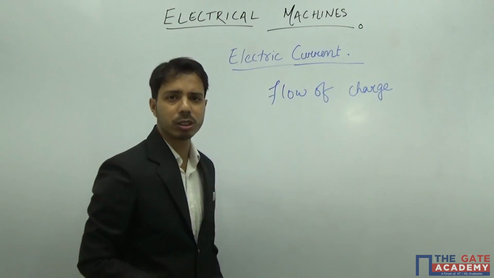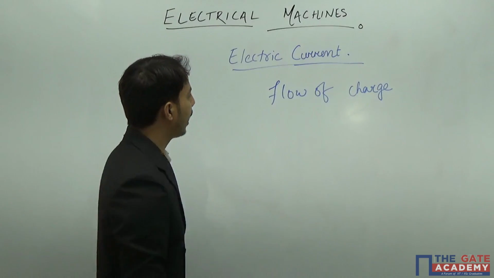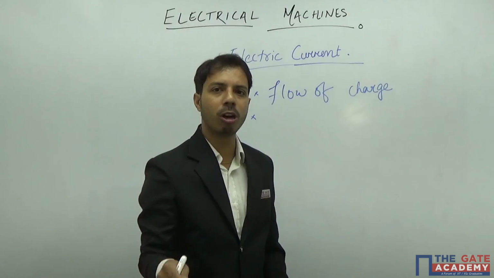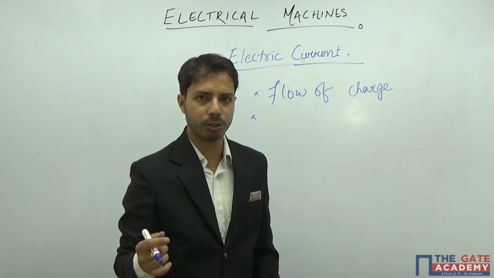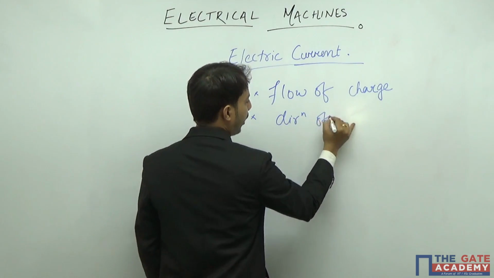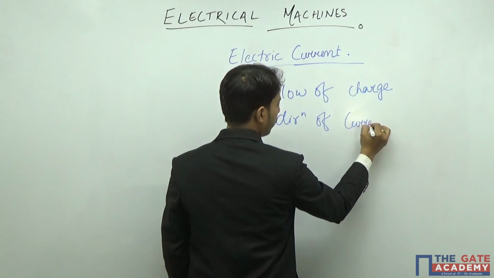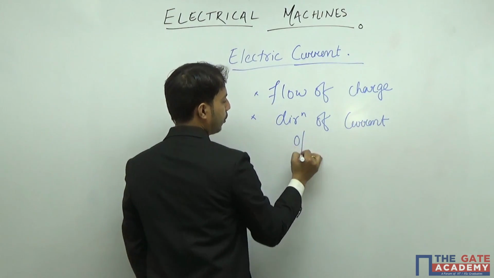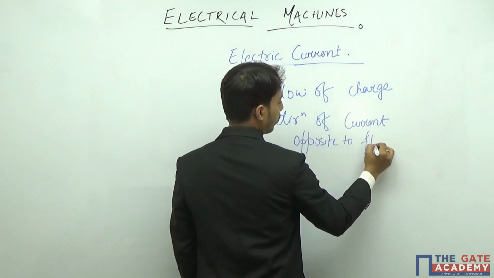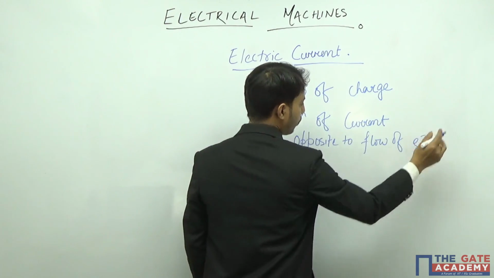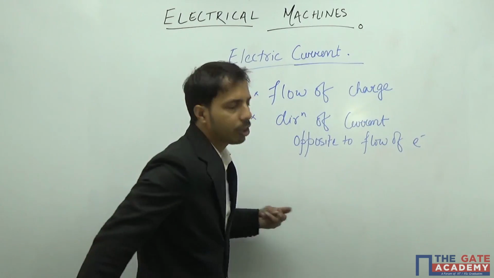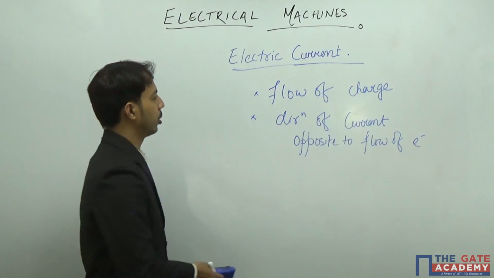Now what charges flow? We know that electrons flow. But you see, the direction of electric current is opposite to the flow of electrons. I know most of you, or I hope all of you, know this, but I'm just going through these basic topics.